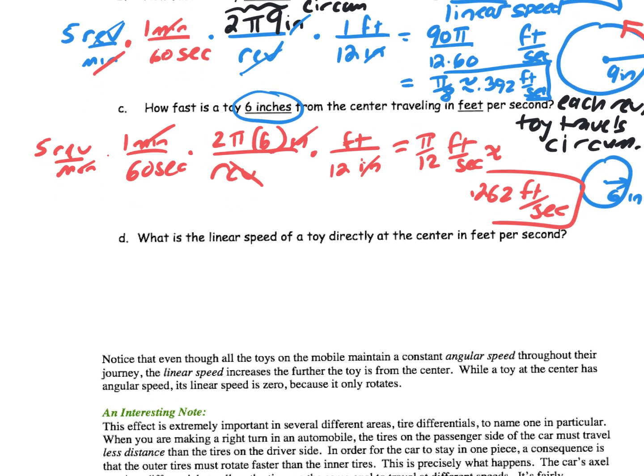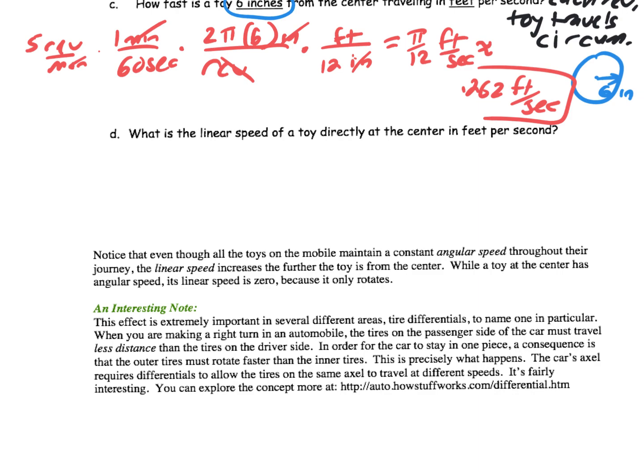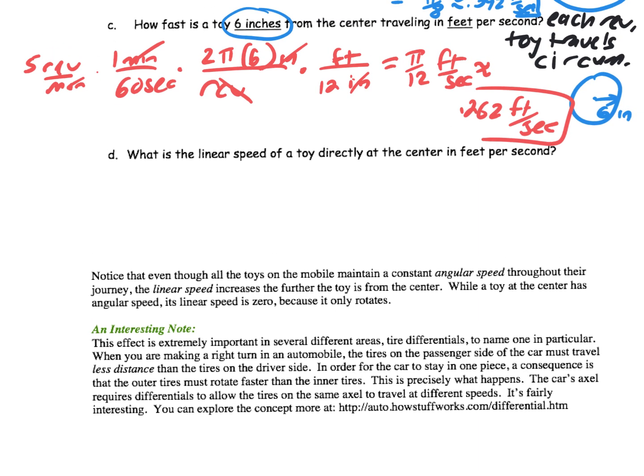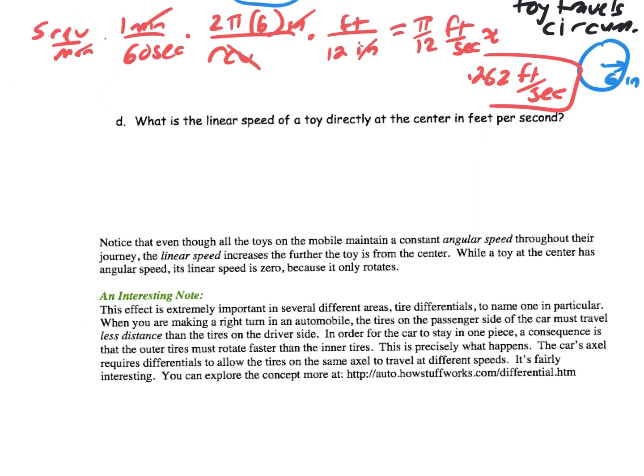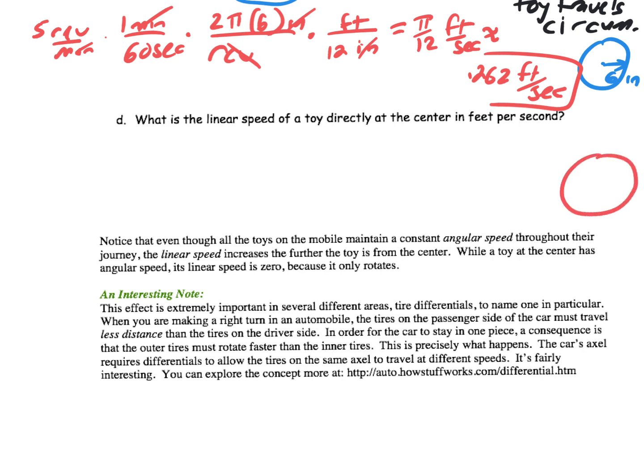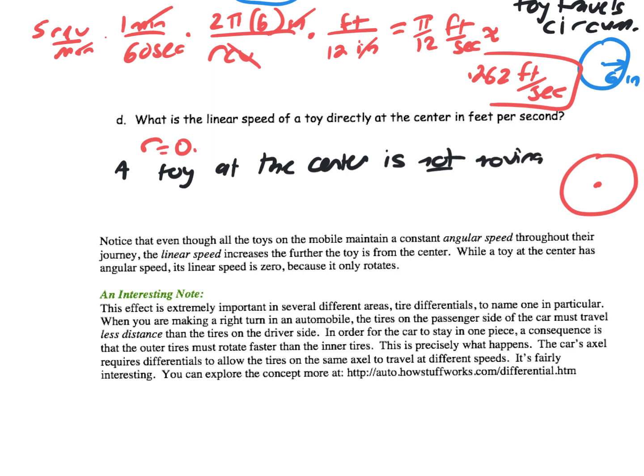Letter D says, what is the linear speed of a toy directly at the center in feet per second? So here we have a toy that's directly at the center, which means r is 0. So if we think about our previous calculation or just what's happening, a toy at the center is only rotating. So it is not moving linearly.